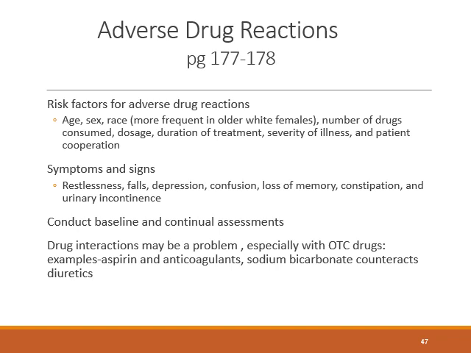Drug interactions may be a problem, especially with over-the-counter drugs. That's why it's important to know what medications our patients were on at home. Some examples of that are aspirin and anticoagulants. Well, aspirin at 81 milligrams is a blood thinner. And anticoagulants, we know, are blood thinners too. So if they take them both, not good. Sodium bicarbonate over the counter can counteract diuretics. So those are important to know.